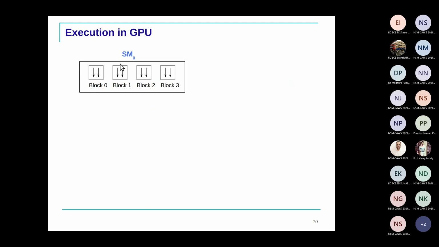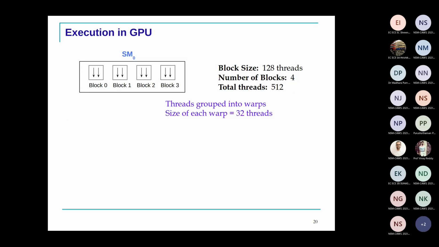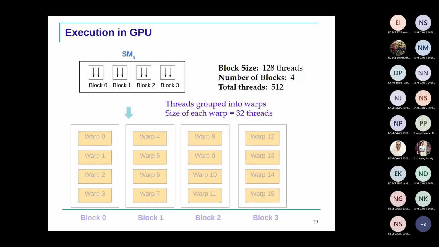For the sake of simplicity, assume the block size is 128 threads and the number of blocks is 4. So effectively you have launched 512 threads in each SM. Internally, the GPU groups these 512 threads into what are known as warps, and the size of each warp is 32 threads. The moment thread blocks are launched, they are grouped into warps of 32 threads.